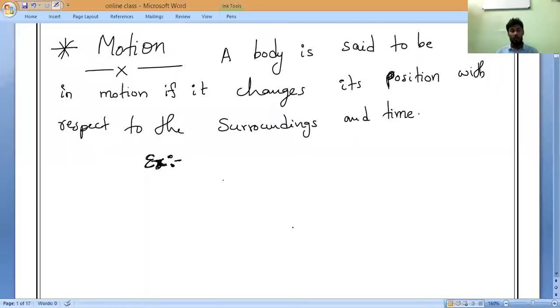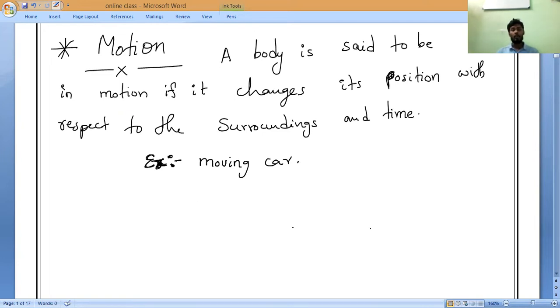So many examples. What is that? Moving car. So moving bike. The first example is what? Moving car, moving aeroplane, moving bus, whatever it is, moving bicycle, riding bicycle, whatever it is, example.